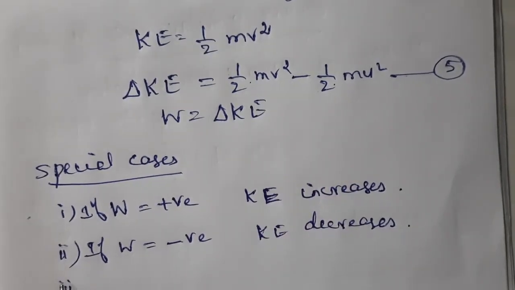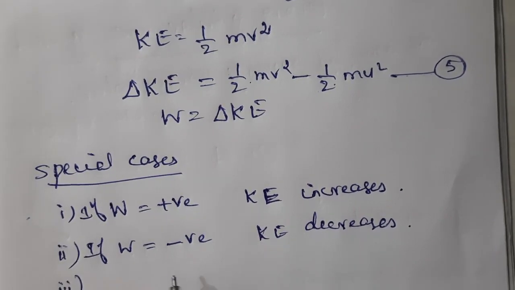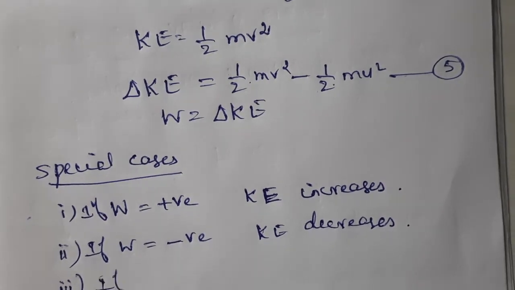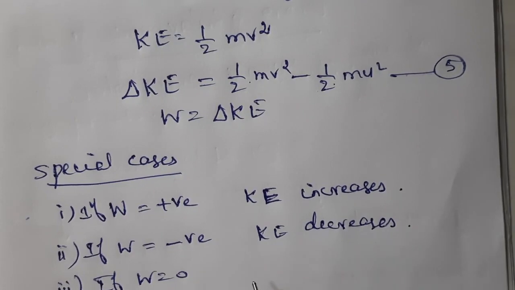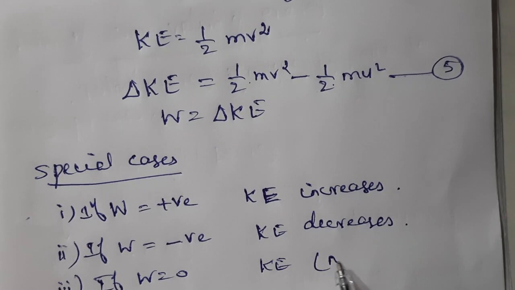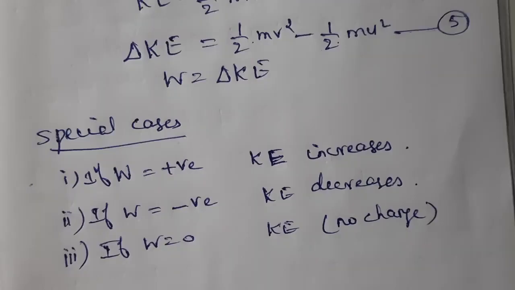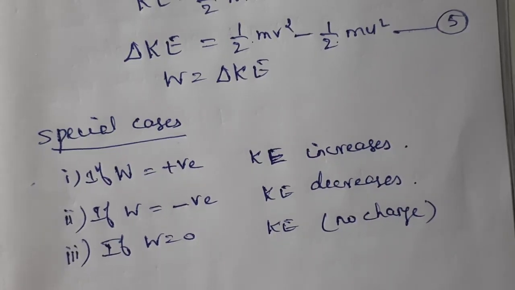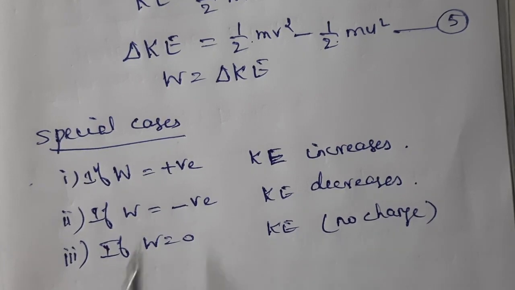Third point, if there is no work done by the force on the body, if work done is equal to 0, what does it mean? There is no change in kinetic energy. That means the body has moved at constant speed, provided its mass remains constant. So this is the special case.